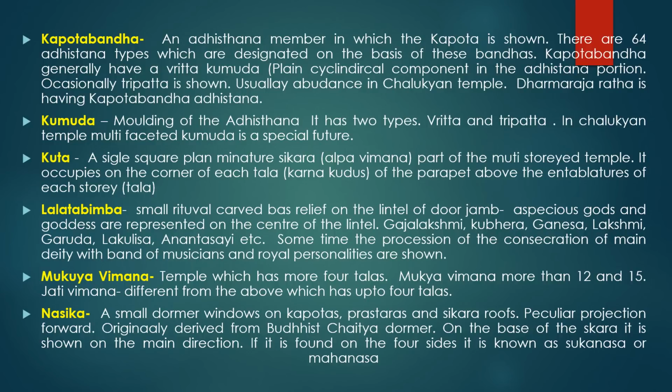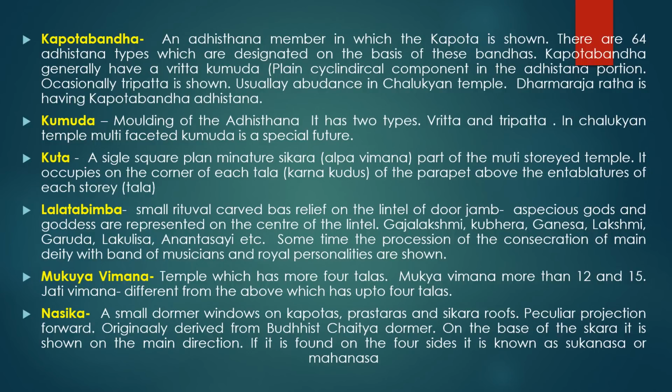Occasionally, the Tripata is shown in some of the temples. Usually, we have an abundance of the Kabodha Bandha in Chalukyan temples. Dharmaraja Radha has a Kabodha Bandha Adhisthana. At Mamallapuram, the Dharmaraja Radha has a Kabodha Bandha Adhisthana.